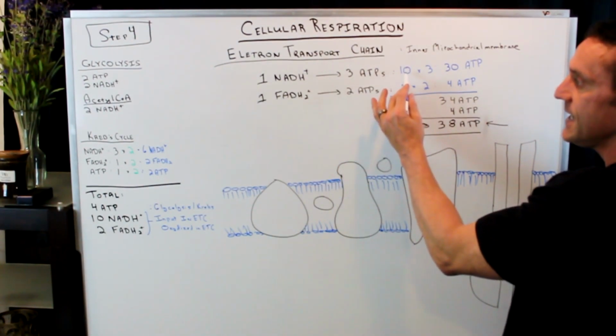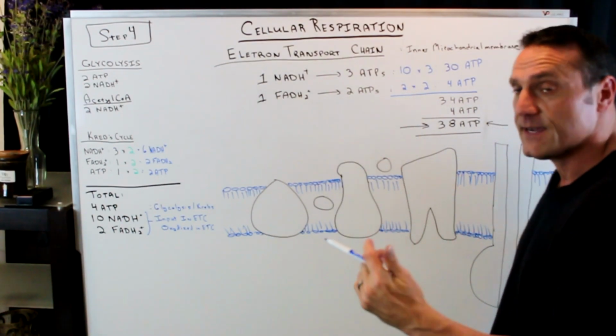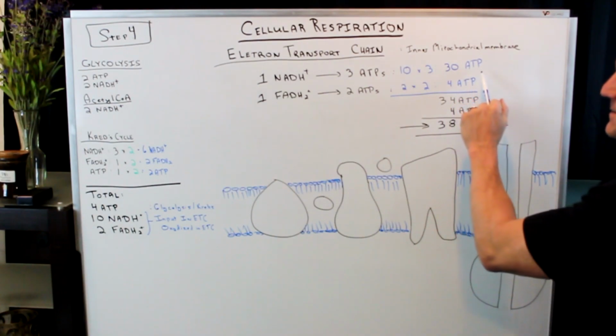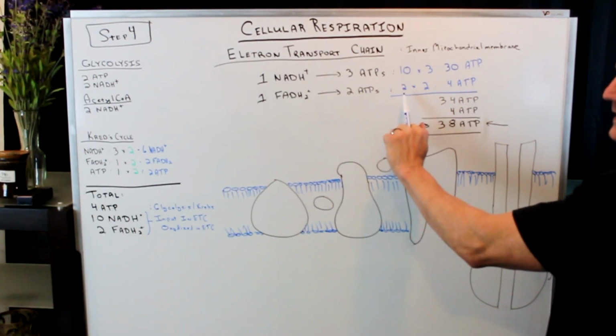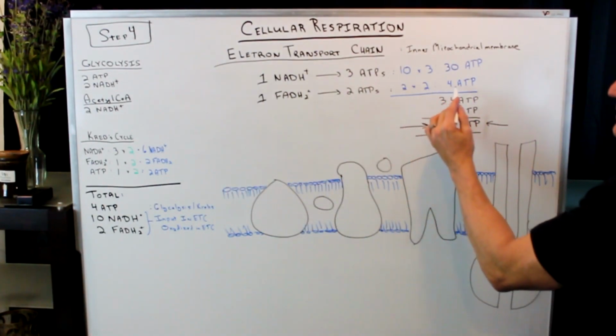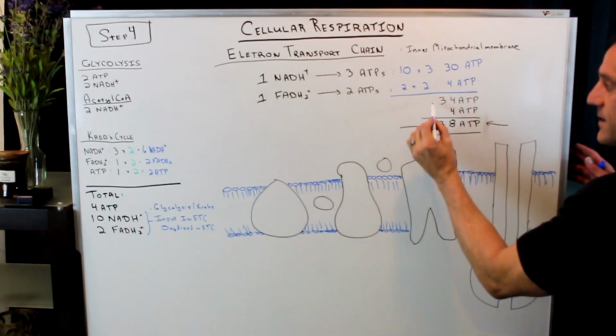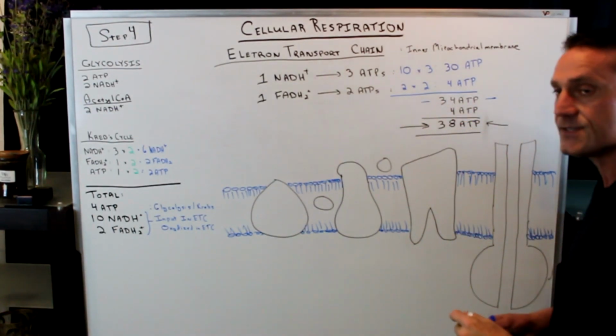So you have 10 NADHs and you have 2 FADH2s. Times 3 is going to bring it to 30 ATPs. The FADH2s times 2, you're going to have a net of 4 ATPs. Add those up, you're going to create 34 ATPs.